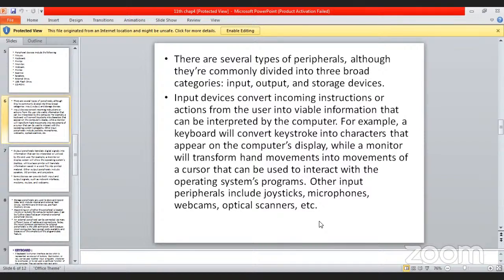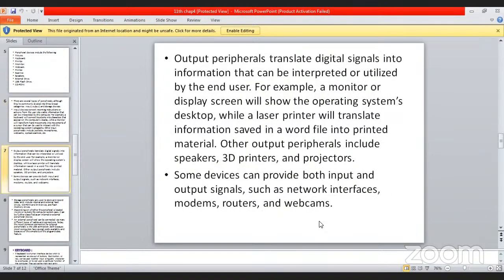After that we can see the actual output or actual display in our computer system. The output peripherals mainly translate the digital signals into information that can be interpreted or utilized by the end user. For example, a monitor or display screen will be shown in our operating systems, or information saved in a Word file turned into a printed material.